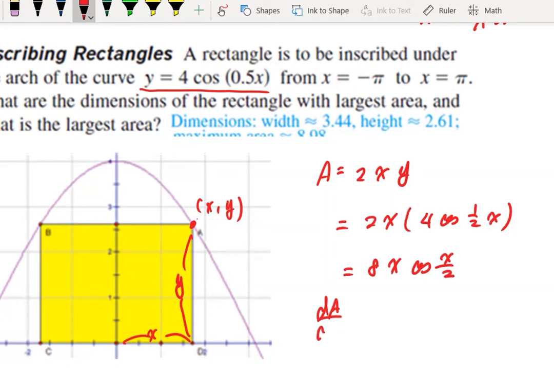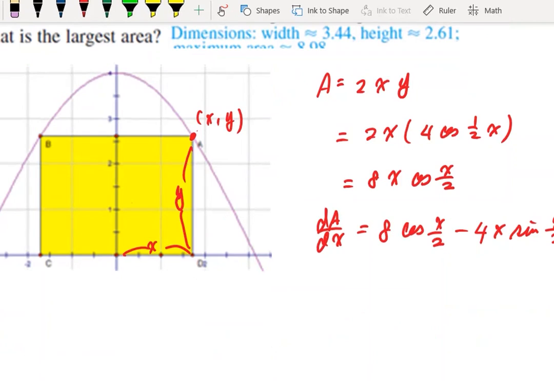Derivative. Now this is a product rule. So u prime: 8 cosine of x over 2, and the derivative of cosine. I'll just write it: plus 8x, and then negative, so negative changes to minus sine of x over 2, but the chain rule, right? We have to differentiate this, which gives you half. Good. Say yes. Now we set that to 0.